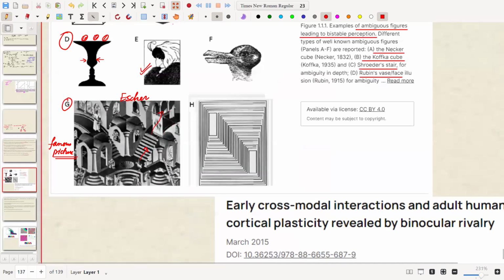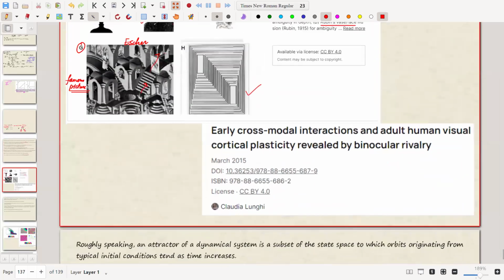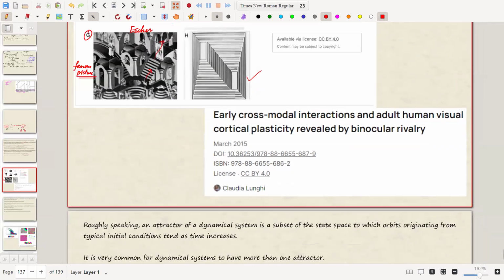Similarly, you can see this one. If someone is interested, I would like them to read this paper, early cross-modal interactions and adult cortical plasticity revealed by binocular rivalry, mainly for those who want to understand more.